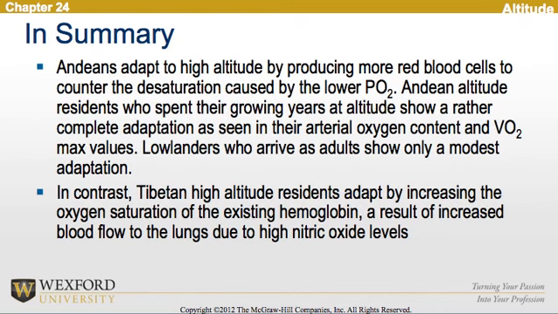In contrast, the Tibetan high-altitude residents adapt by increasing the oxygen saturation of the existing hemoglobin as a result of an increased blood flow to the lungs due to nitric oxide.